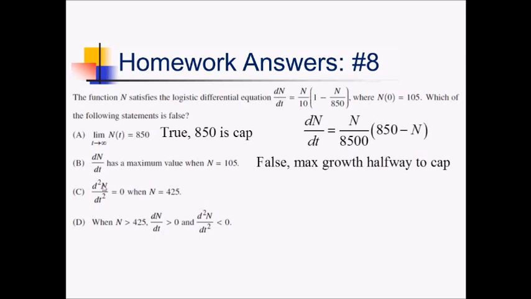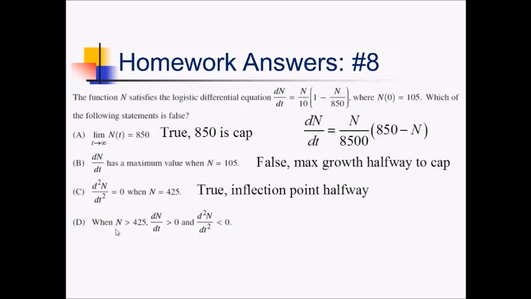Moving on then, they're telling us the second derivative is 0 when n equals 425, and that is true. This is essentially saying you have a point of inflection when n is 425, and we do have a point of inflection halfway to the cap. So this is totally true.